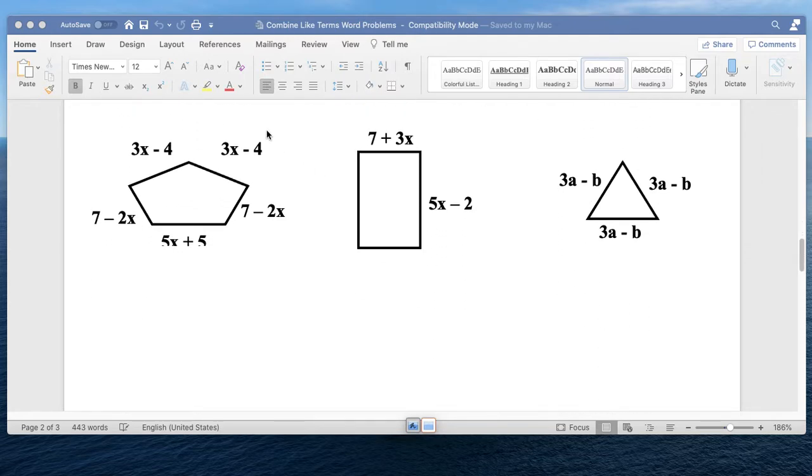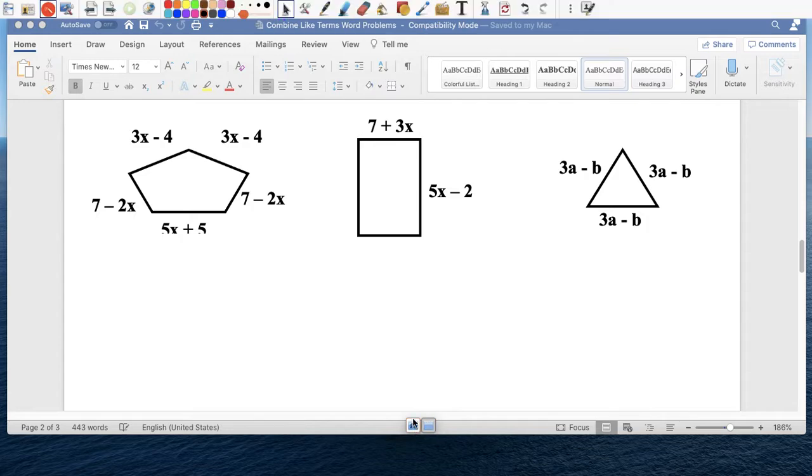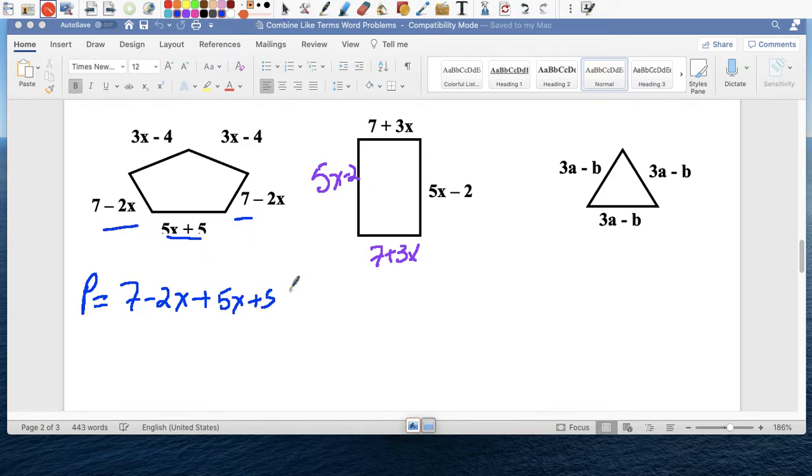Same thing here. So let's do the easy one first. So I'm going to just write 5x minus 2. This is 7 plus 3x. So again, because we're adding, take a shortcut here. 7 minus 2x plus 5x plus 5, which is this side, plus another 7 minus 2x, plus 3x minus 4 on top, which is this guy, and then 3x minus another 4.